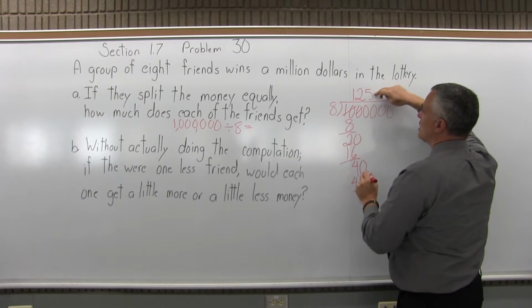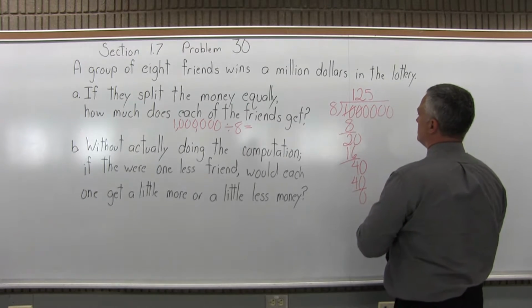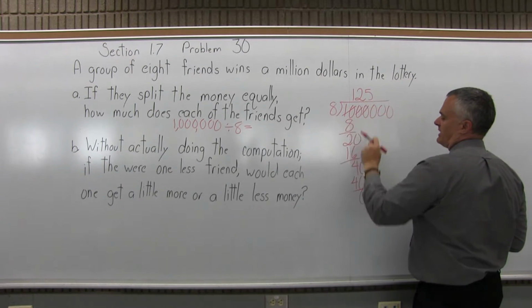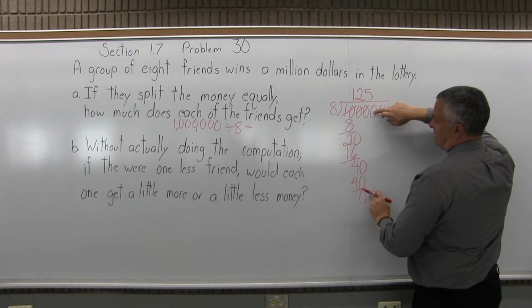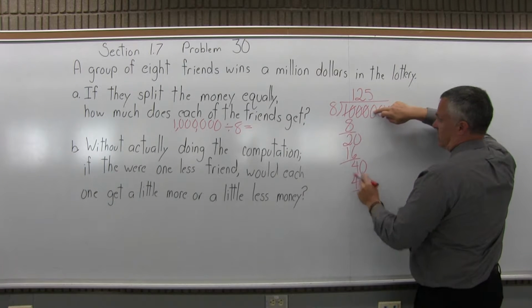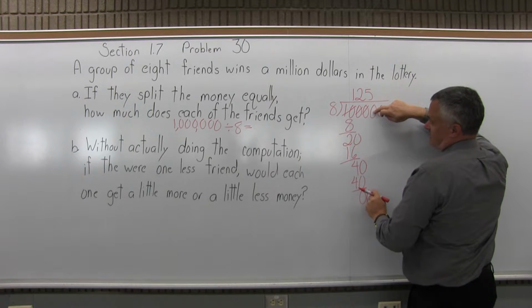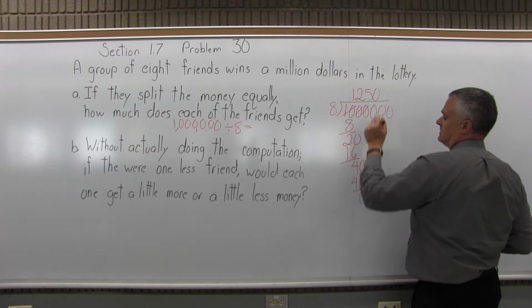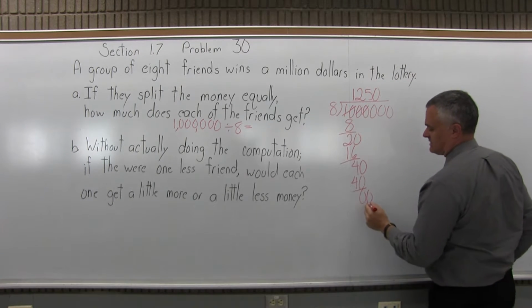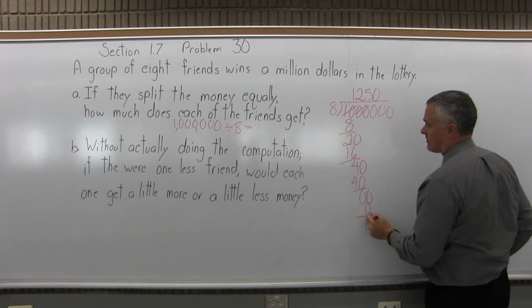I can't just stop there because I have more zeros. So I bring down the next 0. 8 fits into 0 how many times? Well, it doesn't go in at all. So 0 times 8 is 0. I subtract. This is going to happen a couple more times.